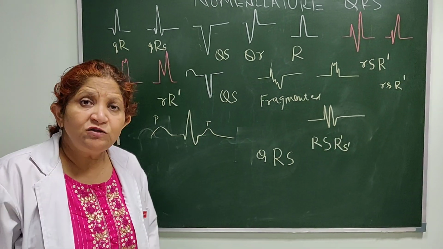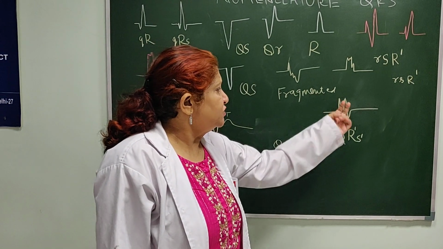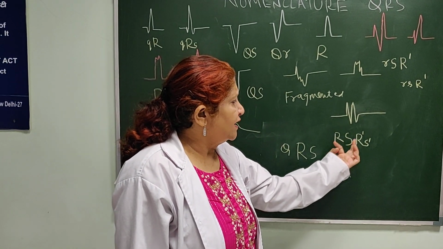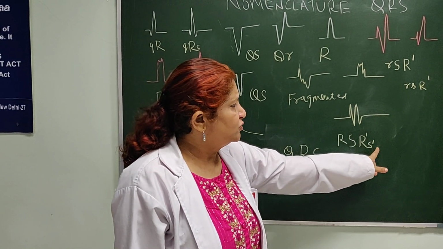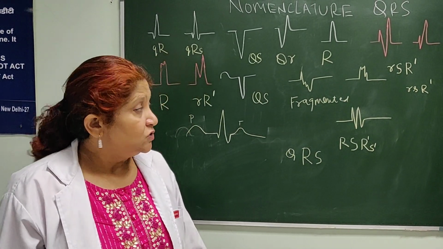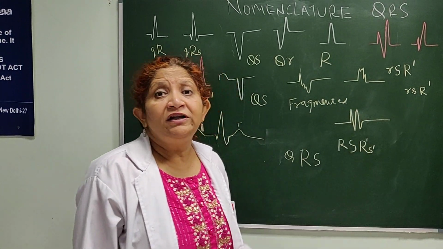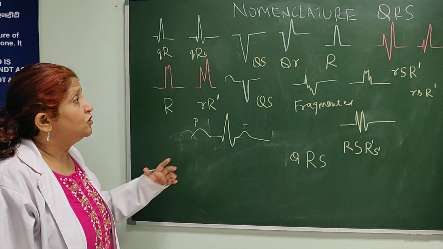So any second wave is prime. Since these two were almost equal, both will be capital. So R is R prime and then S prime is smaller, so small s prime. Right? So this is how we give the nomenclature to QRS complex.